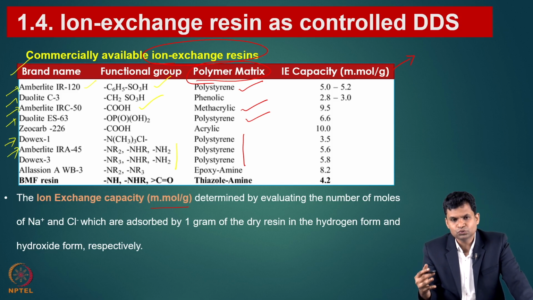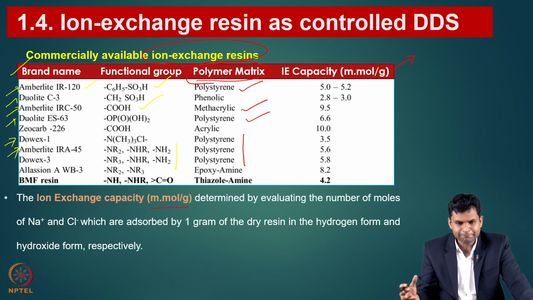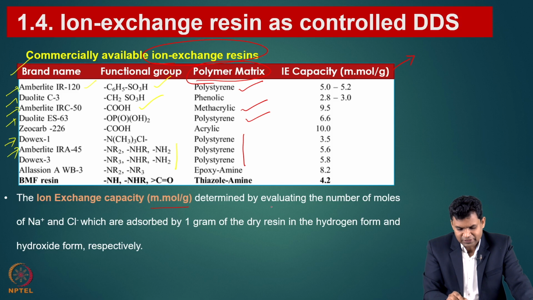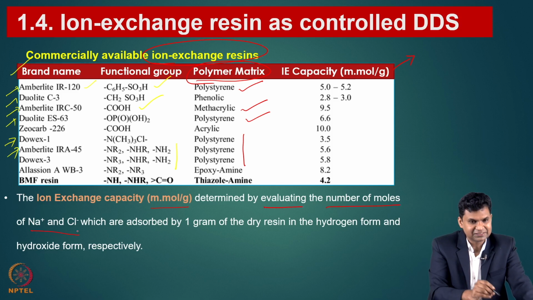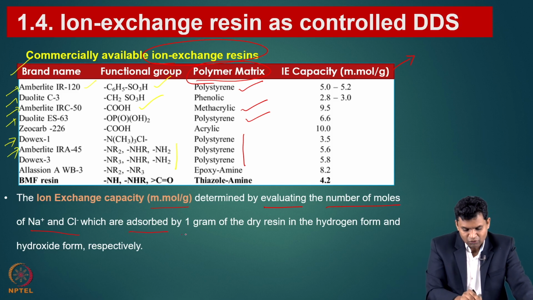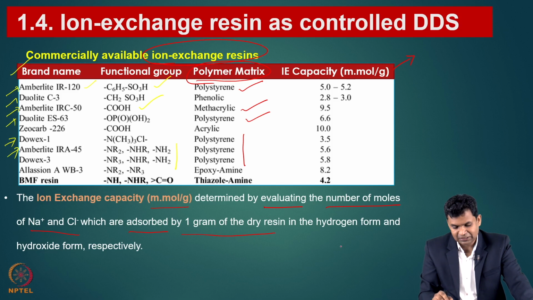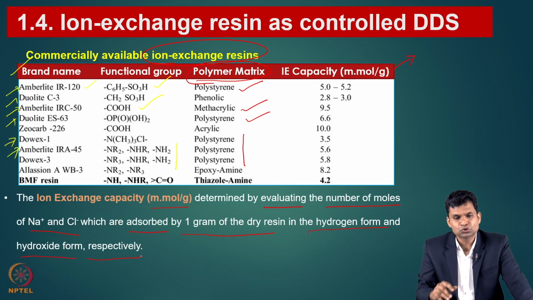So, we need to determine, if you go and see all the properties of these commercially available products, definitely they will provide all this information on the ion exchange capacity, so that you can evaluate it by the number of moles of ions, either sodium or chlorine, which are adsorbed by 1 gram of the dry resin in the hydrogen form or in the hydroxide form respectively. So, that will give the value of ion exchange capacity.